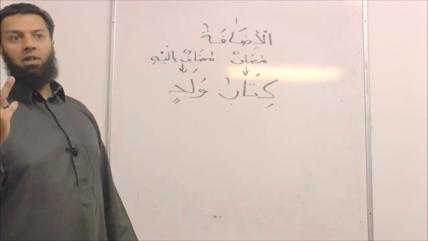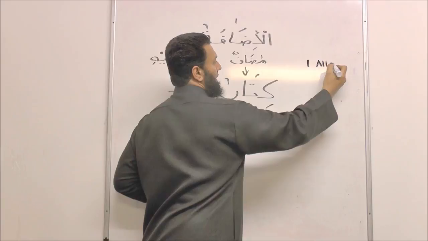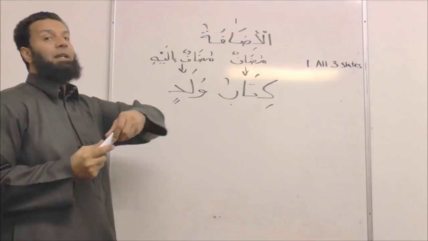Right? So, kitabu can be in all three states. That's the first rule here. All three states. So, Abdul Ahad, when we say that the mudafun can be in all three states, what does that actually mean?